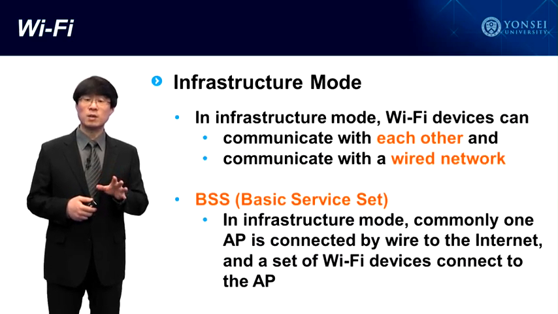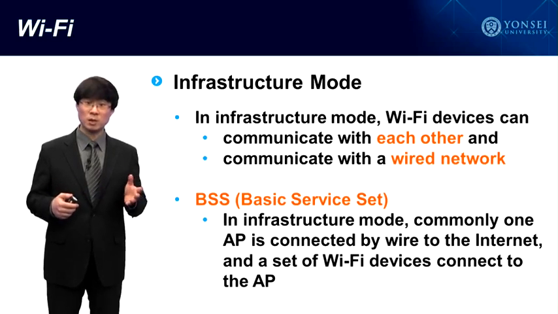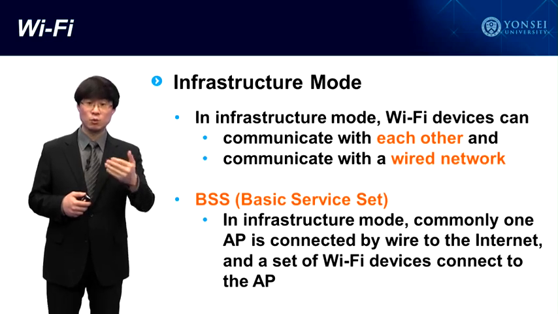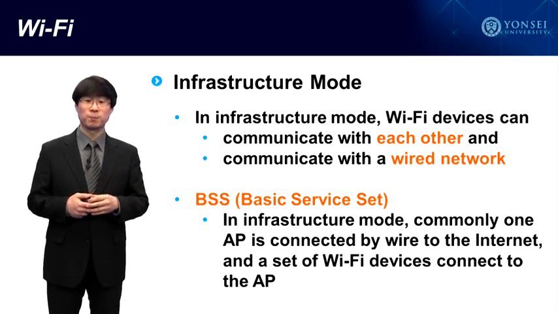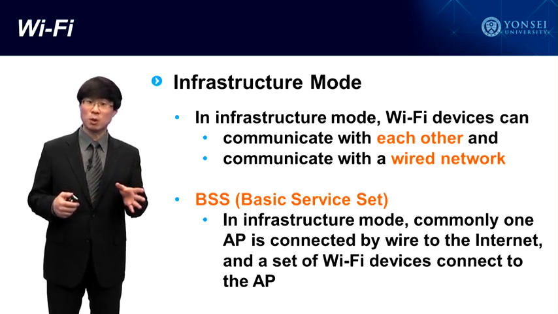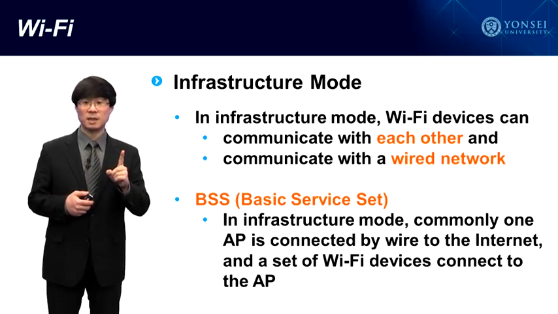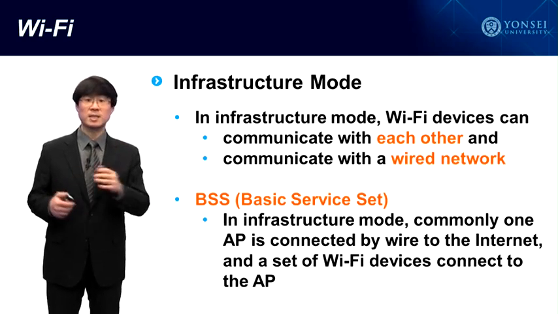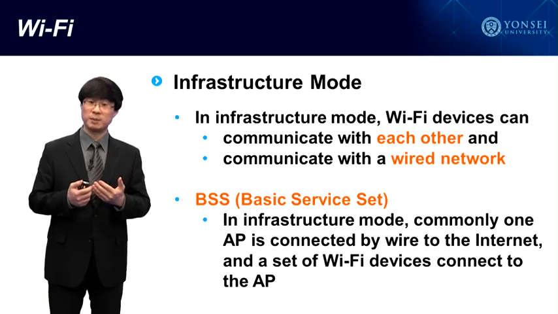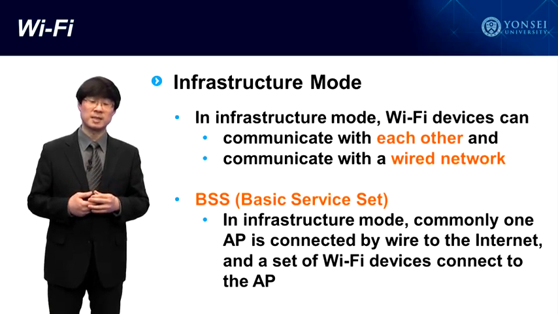Now, the network connection mode that we normally use with an AP is infrastructure mode. In infrastructure mode, basically Wi-Fi devices can communicate with each other and they can communicate with the internet through the wired network of the AP. We call this setup a basic service set. In infrastructure mode, commonly one AP is connected by wire to the internet and a set of Wi-Fi wireless devices connect to the access point, the AP. This is what we call a BSS.